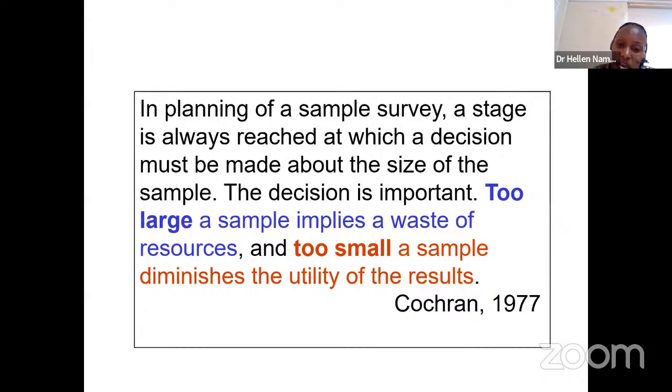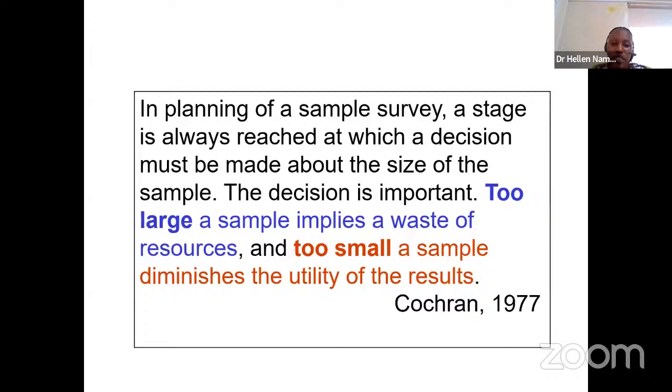So he says that in the planning of a sample survey, a stage is always reached at which a decision must be made about the size of the sample. The decision is very important in the sense that too large a sample implies a waste of resources, and too small a sample diminishes the utility of the result. So the point is, what Cohen is trying to communicate is that we need to get a sufficient sample size that can support us to achieve our objectives, not too large and not too small.